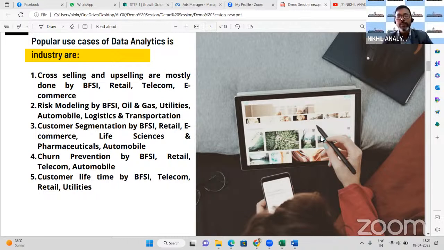Who will decide the upselling and cross-selling for the organizations? It is again an analyst who helps them decide how to bundle the products and how to upsell the products as well. It is very much used by banks, retail, telecommunications, e-commerce. The examples I gave to you as well.